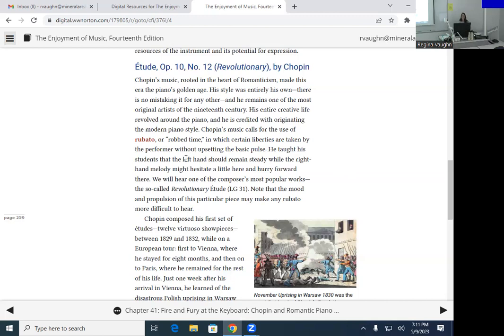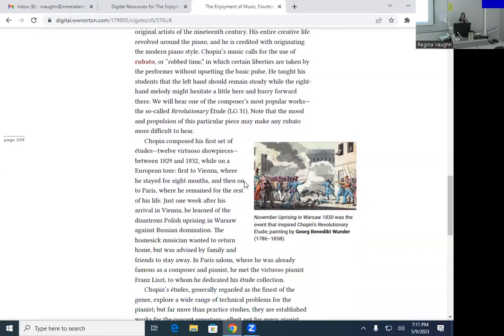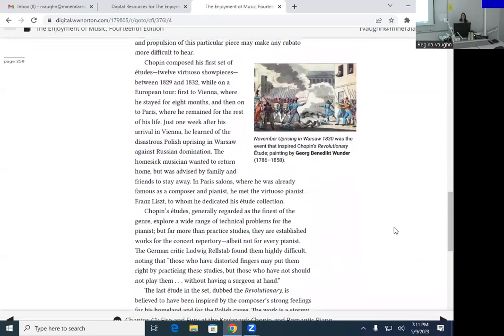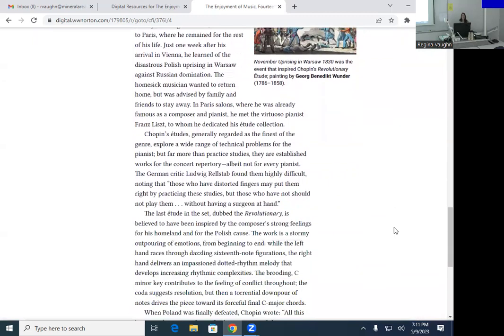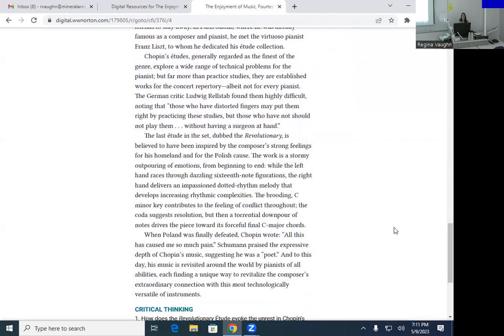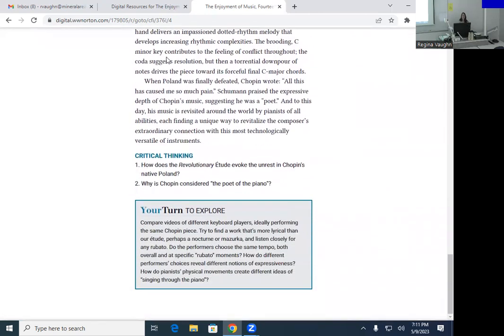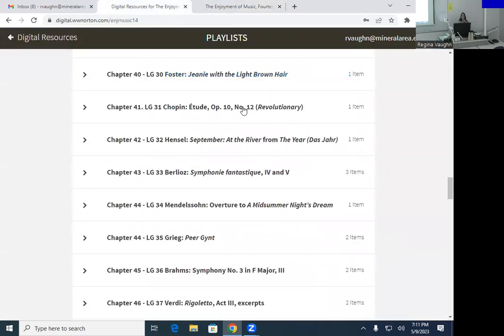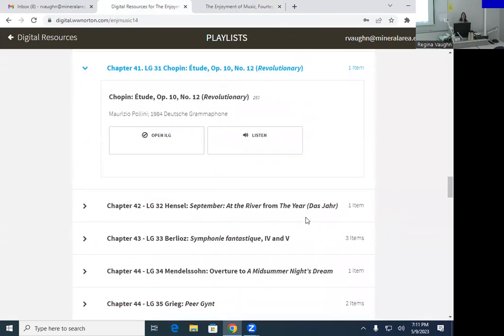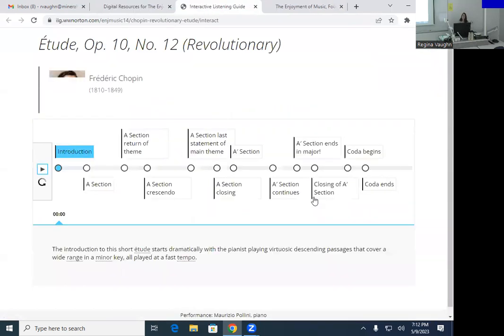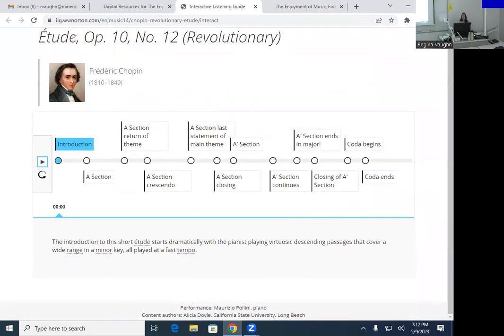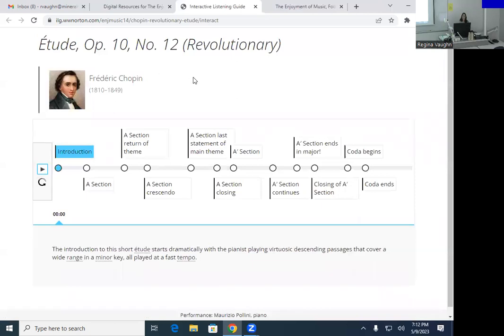Chopin taught his students that the left hand should remain steady while the right hand melody would create the rubato. And you're going to hear that in the Revolutionary Etude. So let's hear the Revolutionary. Remember that this is a reflection, we think, of his finding out that Poland had gone to war with Russia while he was elsewhere. And keep in mind that an etude is a teaching piece. So this is meant to teach a skill.